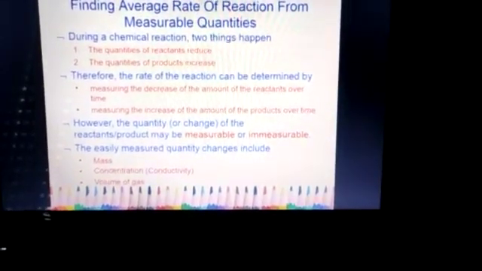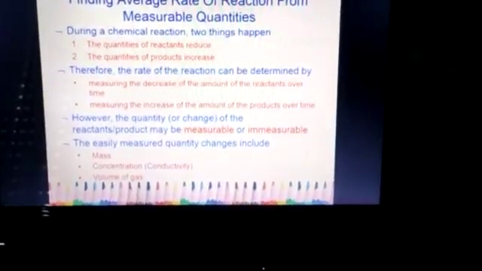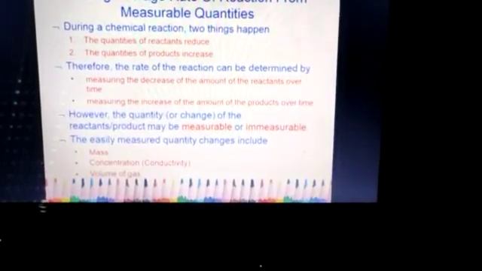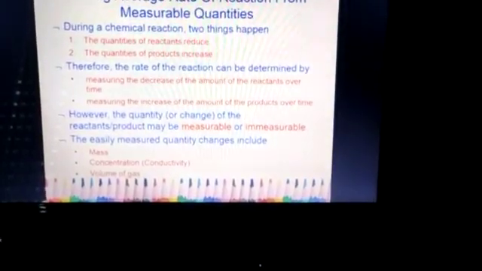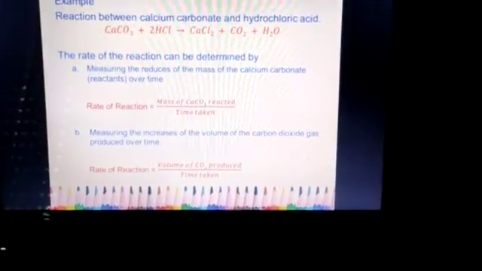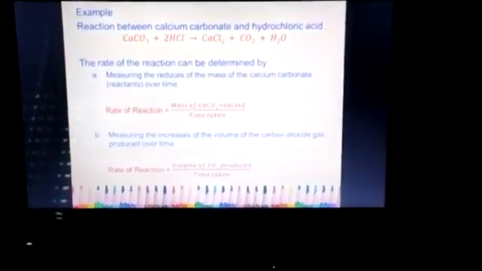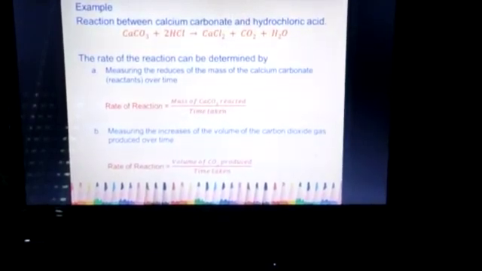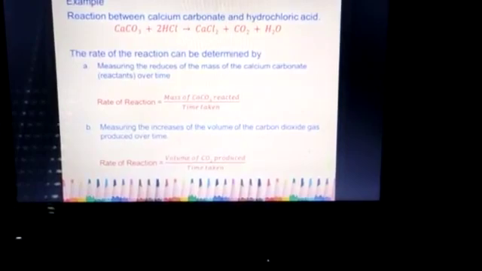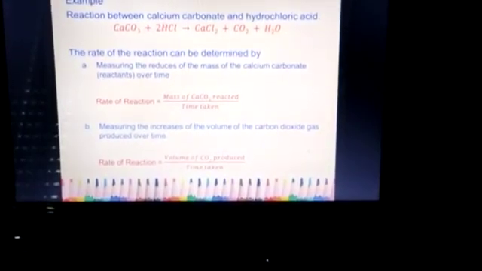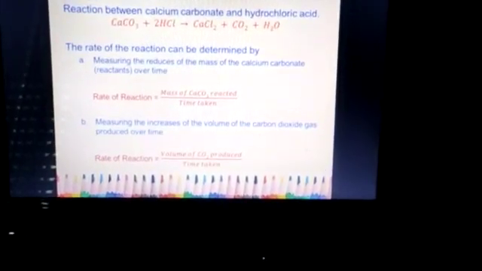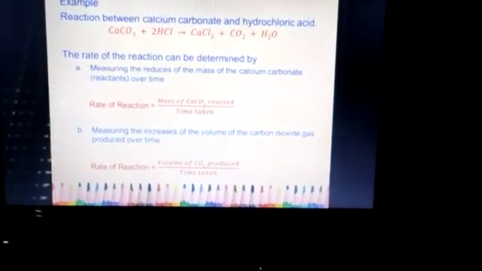However, the quantity change of the reactants or products may be measurable or immeasurable. The easily measured quantity changes include mass, concentration, conductivity, and volume of gas. For example, the reaction between calcium carbonate and hydrochloric acid. The rate of the reaction can be determined by measuring the decrease of mass of the calcium carbonate, the reactant, over time, or measuring the increase of volume of the carbon dioxide gas produced over time.